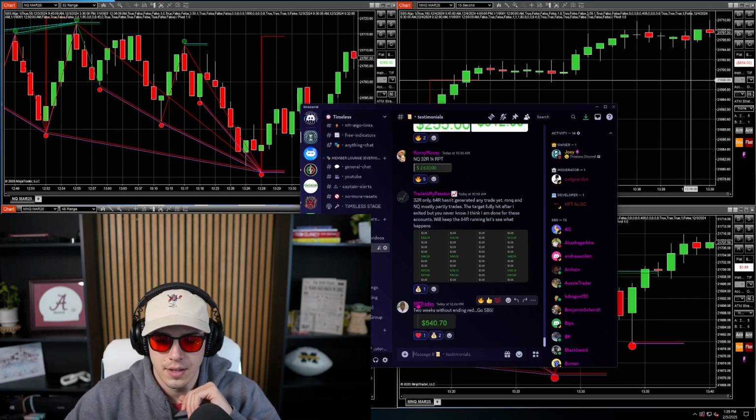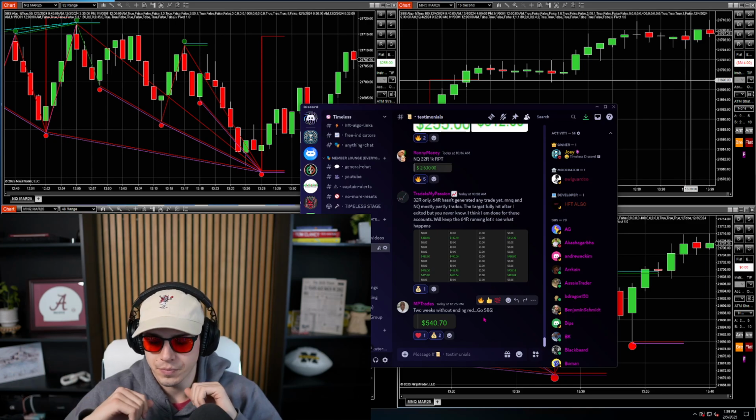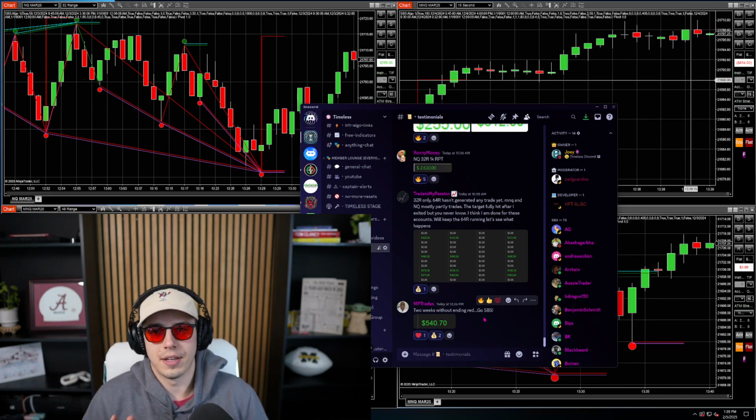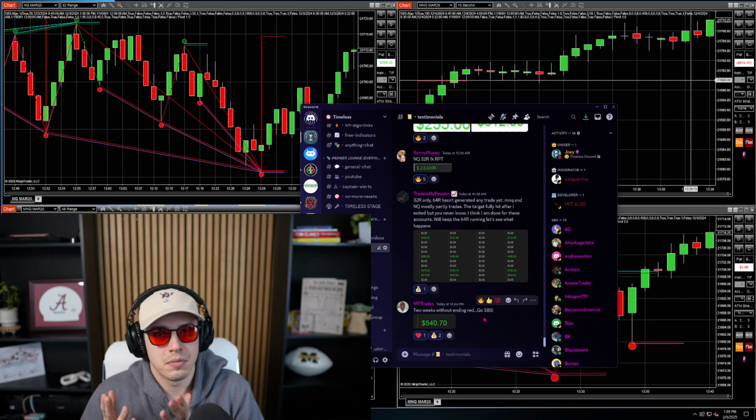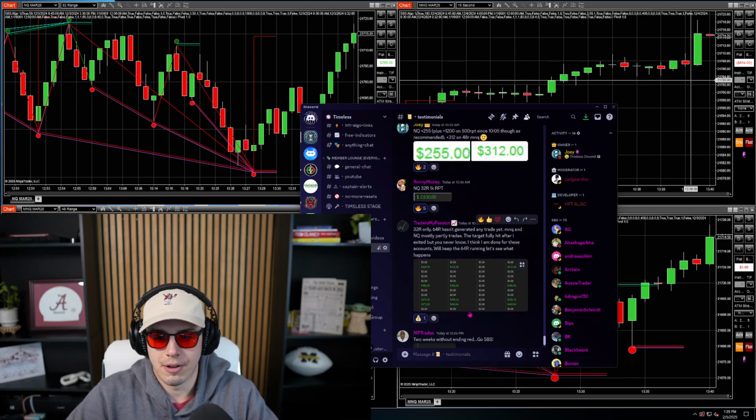Like MP trades here, 2 weeks without ending red. Been posting green days every day. I don't know how they manage their trades, but they have rules for themselves. I think they shut down after 1, 2 wins. If they get a win early, they shut it down. Or they're just managing their positions somehow.